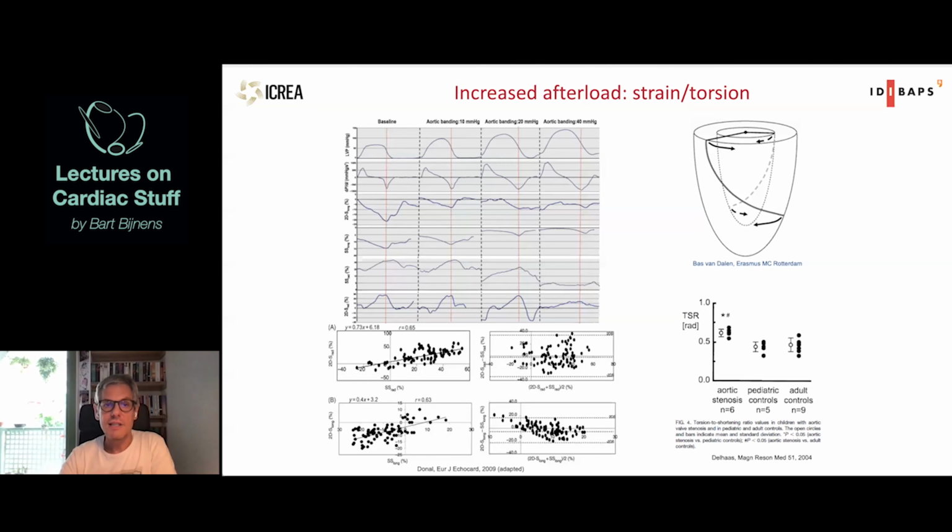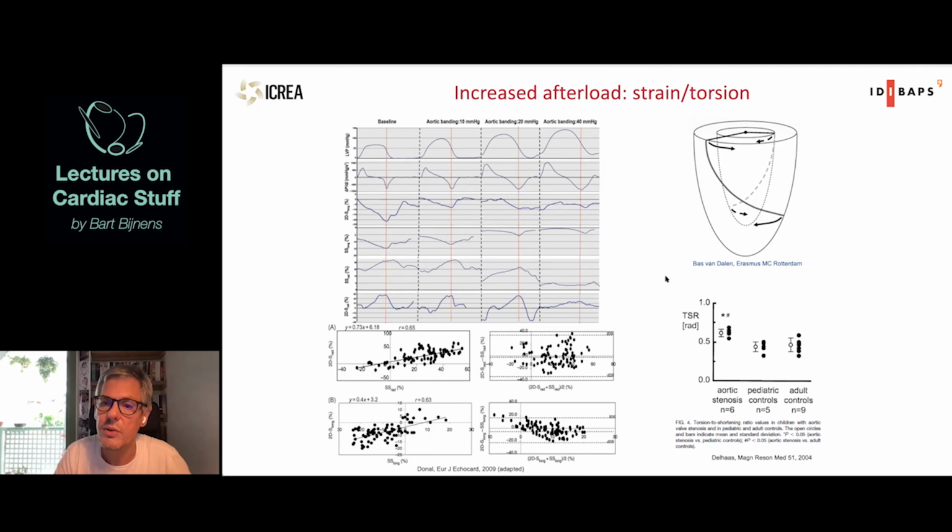Here you see another example where, when we look at the longitudinal direction, you see that with banding this goes down, while when we look in the radial direction, so at the thickening, we see especially in the beginning of this aortic banding, so an increase in the pressure, that in the beginning of pressure loading, the radial deformation will compensate for the longitudinal. So the longitudinal goes down, and it's only at very, very high loading that you start to see that actually both go down, and that's when the heart fails.